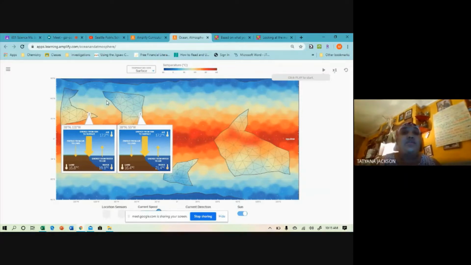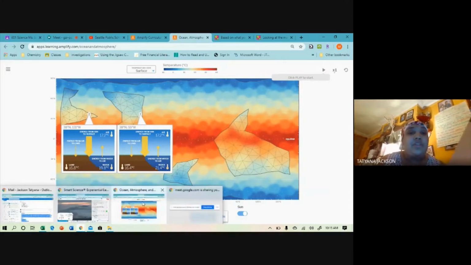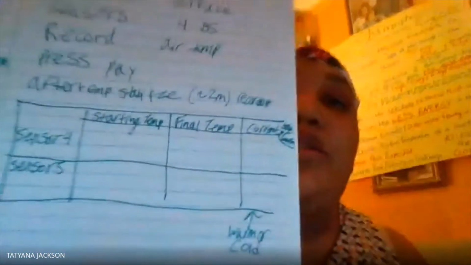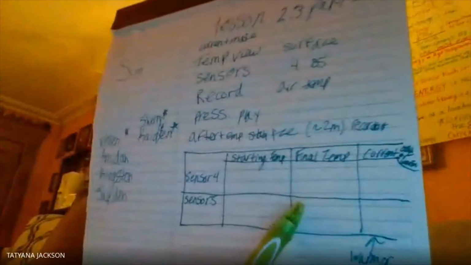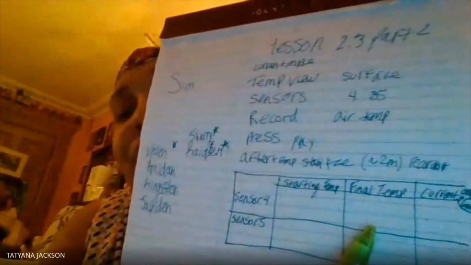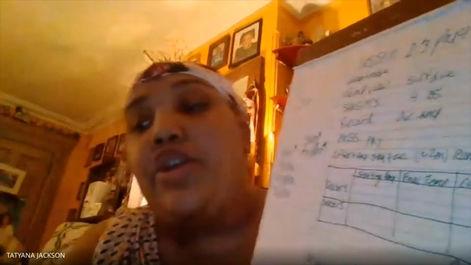What I want you guys to do is, let me turn off the presenter mode for 1 second so you can see what I've done. In your books, I want you to make a chart similar to Miss Jackson's, where you're going to put sensor 4 and sensor 5, starting air temperature, final air temperature, and you're going to tell me if the current's warm or cold. So you're going to make your little chart. It's got sensor 4, sensor 5, starting air temperature, final air temperature, and whether the current is warm or cold.